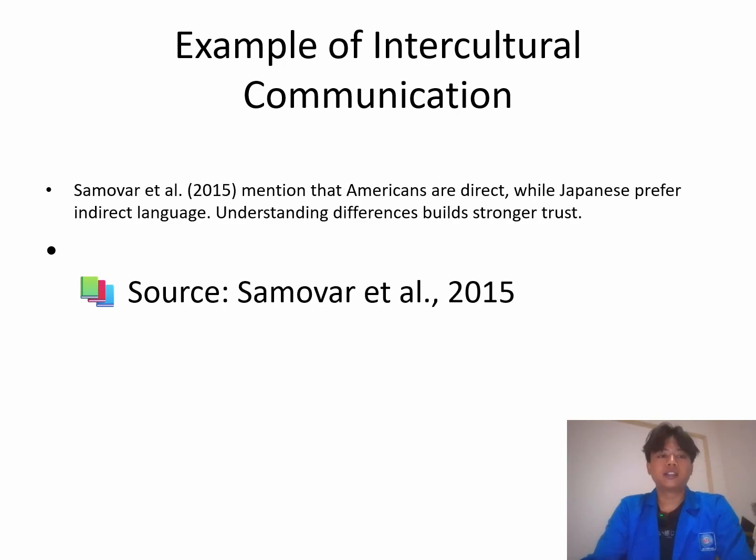Okay, example of intercultural communication. According to Samovar et al. 2015, given example, Americans are often direct when speaking, while Japanese people prefer an indirect way. If both sides understand and respect this difference, communication becomes more effective.